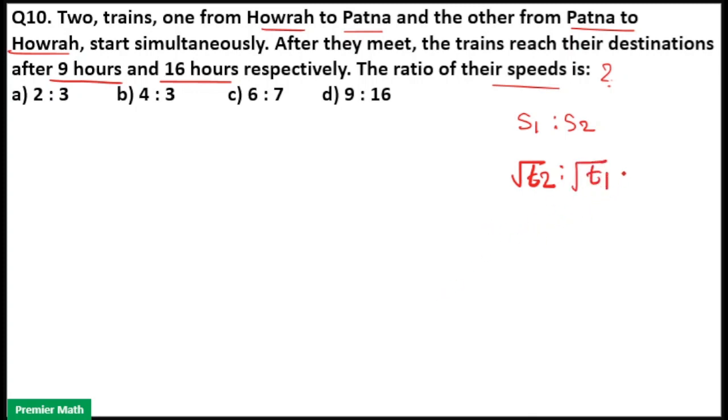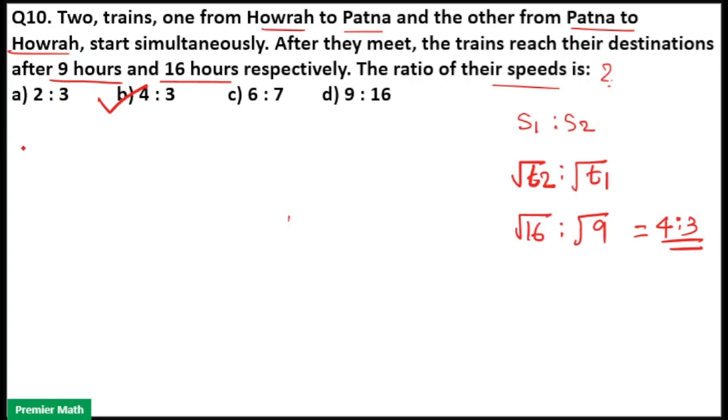Here, this will be equal to root of 16 is to root of 9. That is directly given in the question. After 9 hours and 16 hours, these two trains reach the destination. So this will be equal to 4 is to 3. So our answer is option B. This is a short trick. I will explain the reason behind this short trick.